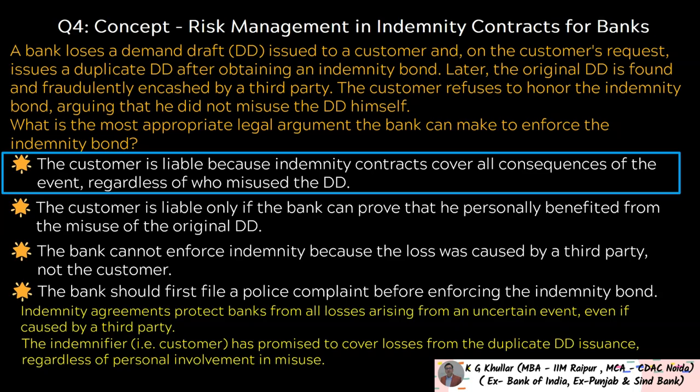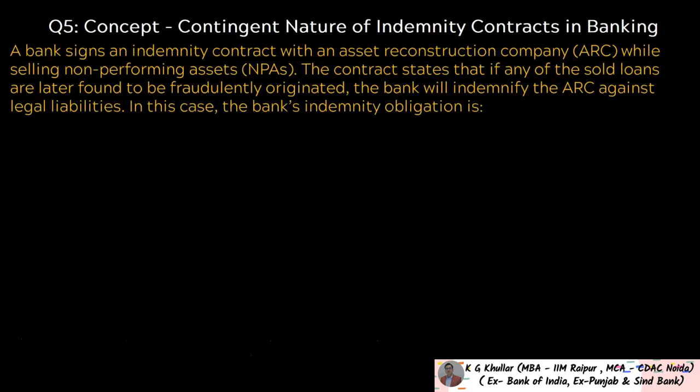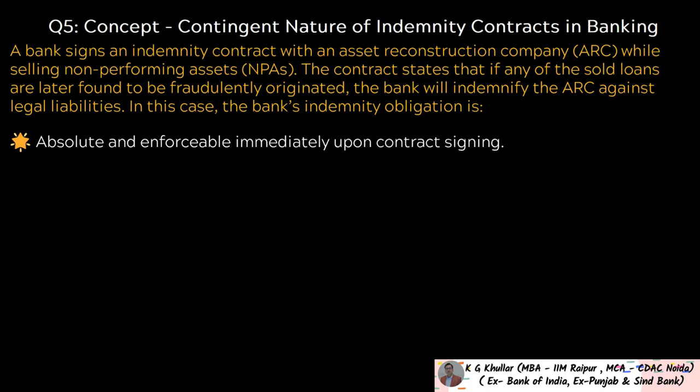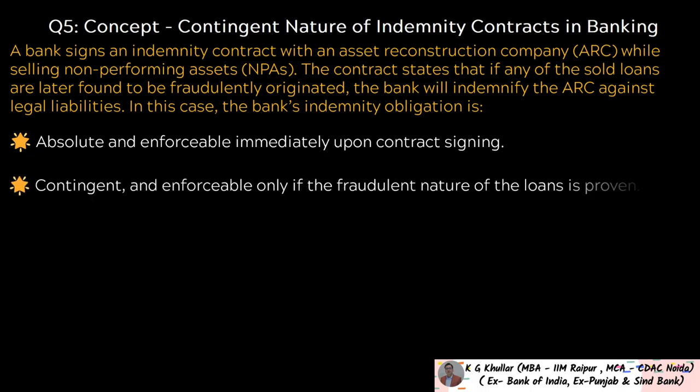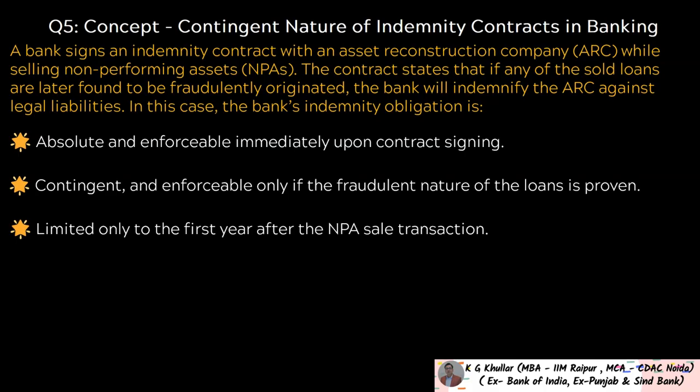So friends, let's do a final question before winding up this lecture. And this last question is from the concept of contingent nature of indemnity contracts in banking. And the question goes like this. A bank signs an indemnity contract with an asset reconstruction company while selling non-performing assets. The contract states that if any of the sold loans are later found to be fraudulently originated, the bank will indemnify the asset reconstruction company against legal liabilities.